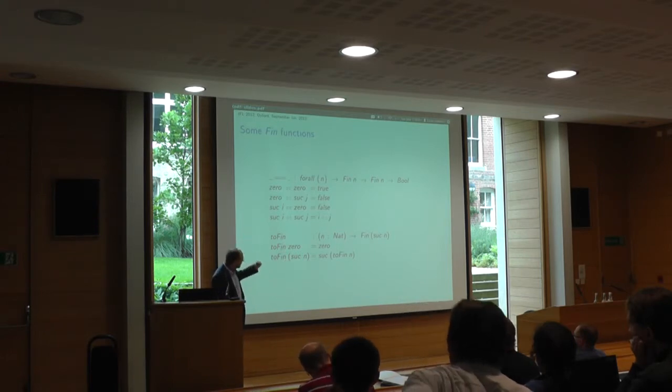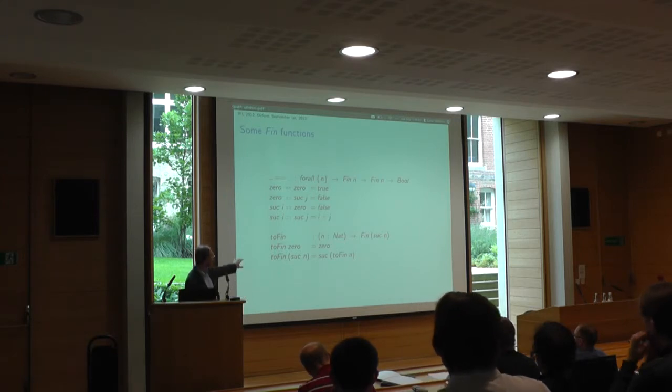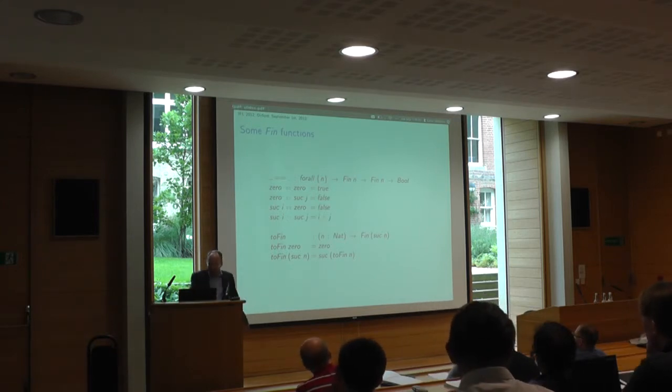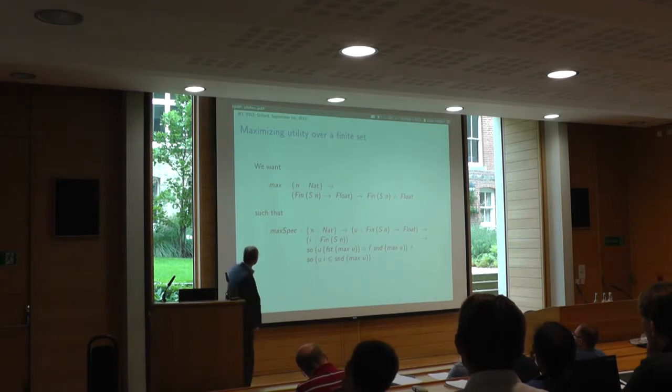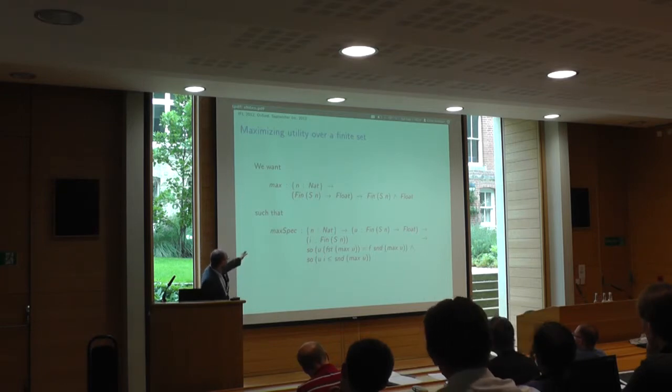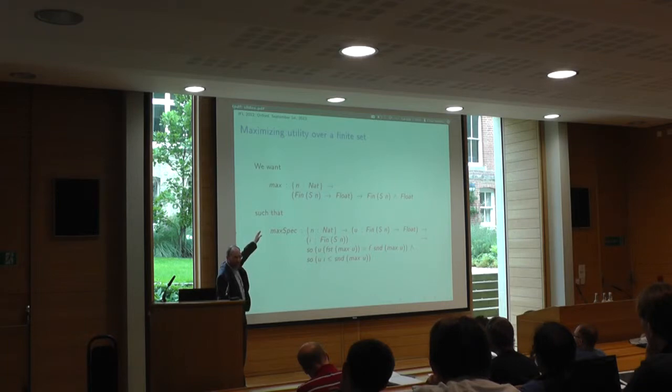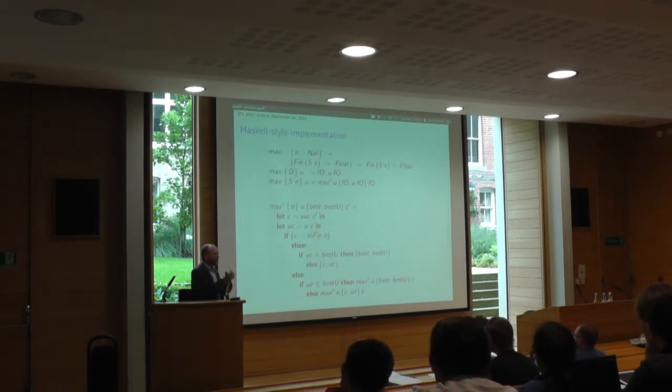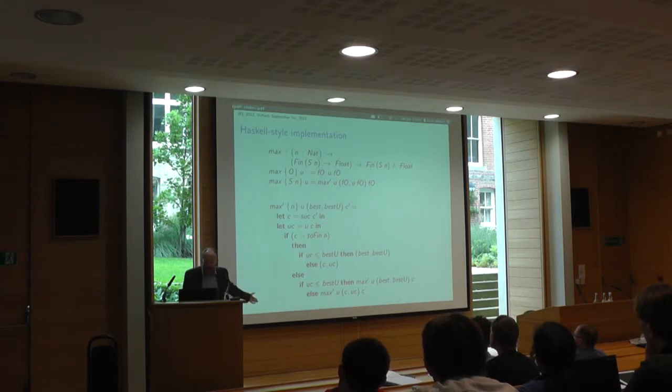For example, this has been shown by Ken yesterday. These are bounded numbers. And you can imagine that the typical thing is trying to compute the maximum of a utility function up to a certain number n, right? So this would be the specification of this max function. No other number is going to have a bigger utility than what this max function spits out. So a person who comes from the Haskell world, or from the C world, or from the Java world, is going to write this kind of program, which I think is fairly straightforward, right?